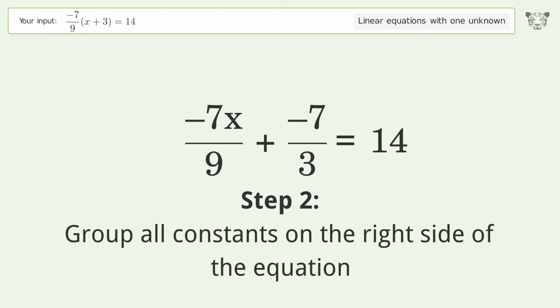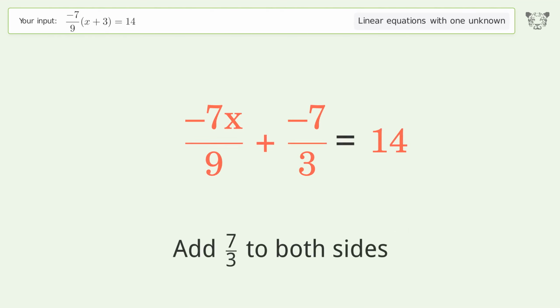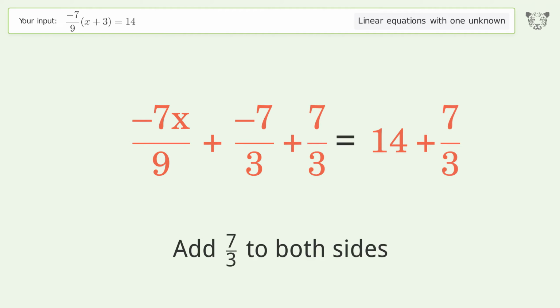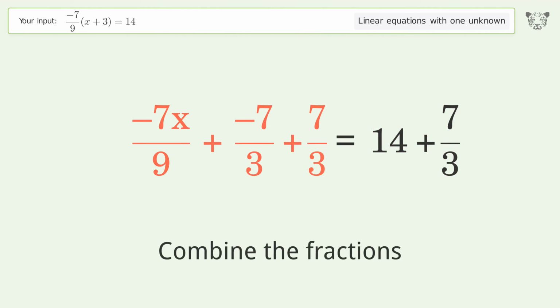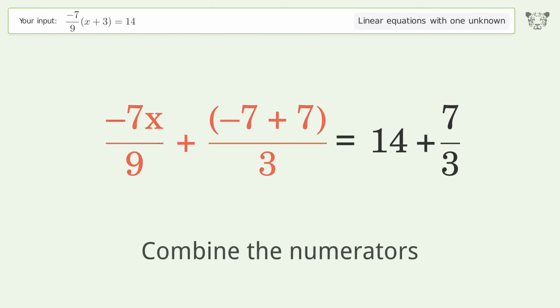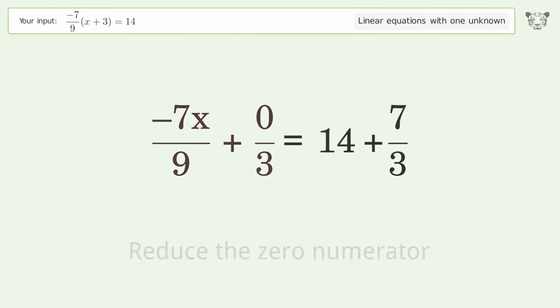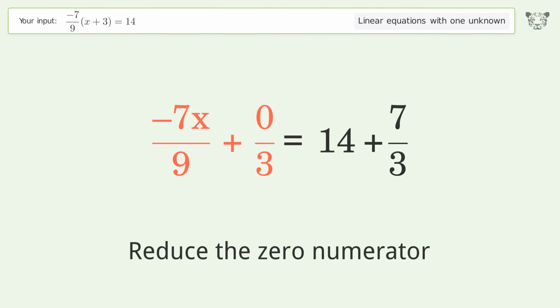Group all constants on the right side of the equation. Add 7/3 to both sides. Combine the fractions. Combine the numerators. Reduce the zero numerator.